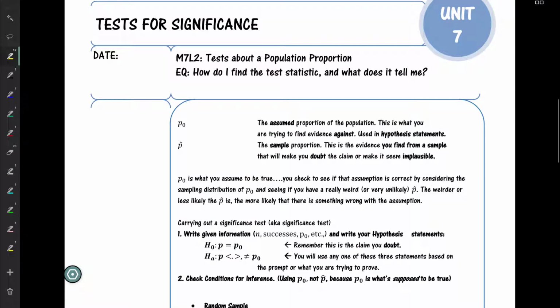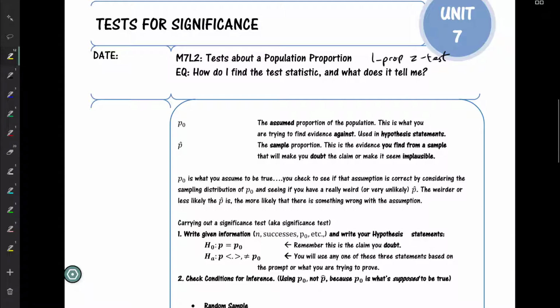So let's really get into it. Tests about a population proportion. This is also known as a one-prop z-test. This is like the calculator language that we would be using, and we might be able to use if we can get to using our calculators. But our essential question is, how do I find this thing called the test statistic, and what does it tell me? Before we get too far into this, we do need to learn some new notation.